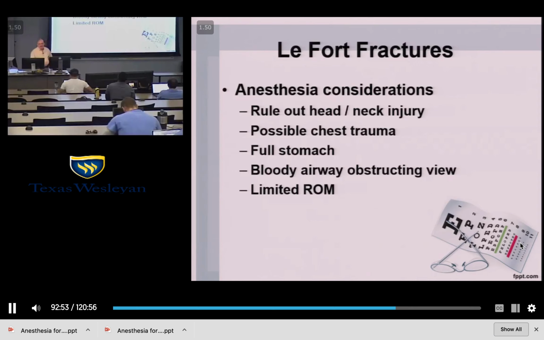There could be chest trauma from this. If the patient had an MVC, they may have been hit with an airbag in their chest. These patients, of course, are considered a full stomach. They very well may have a bloody airway, obstructing view of the vocal cords. And obviously, they should have limited range of motion. When I teach you to intubate, I typically tell you to put your hand on the top of the head and extend their head. You don't want to do that with these folks.